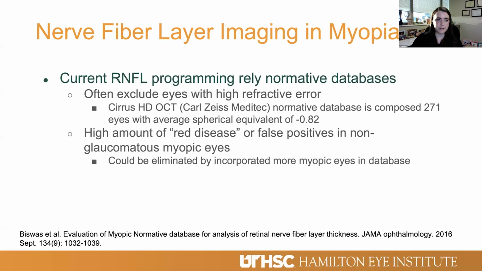For instance, the Cirrus HD-OCT by Zeiss has a normative database composed of eyes with an average spherical equivalent of minus 0.82. This can result in a high amount of what we call red disease, or false positives, in non-glaucomatous myopic eyes, which potentially could be eliminated by incorporating more myopic eyes in this database, resulting in less overtreatment of otherwise healthy eyes.